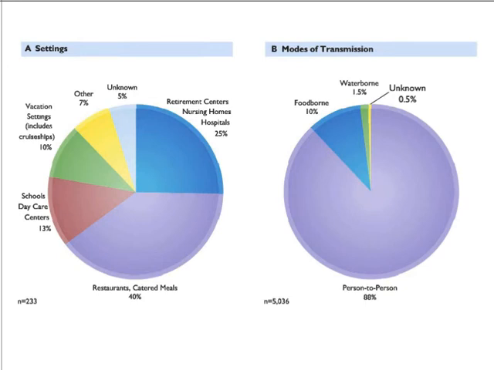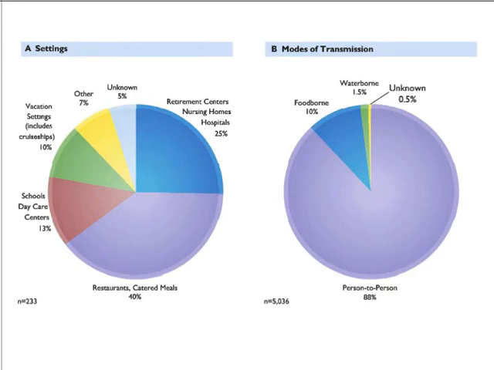So here are some analyses of what kinds of infection. The modes of transmission: 88% person to person, so bad hand hygiene. Foodborne, 10%, so it's not a lot of foodborne. Most of it is contamination from person to person, a little bit of waterborne.